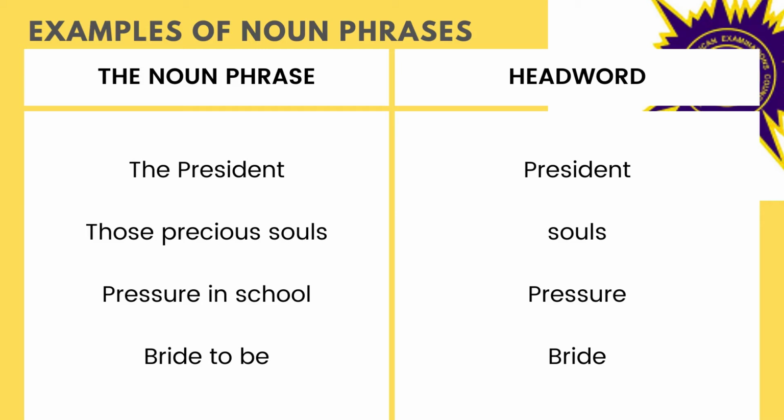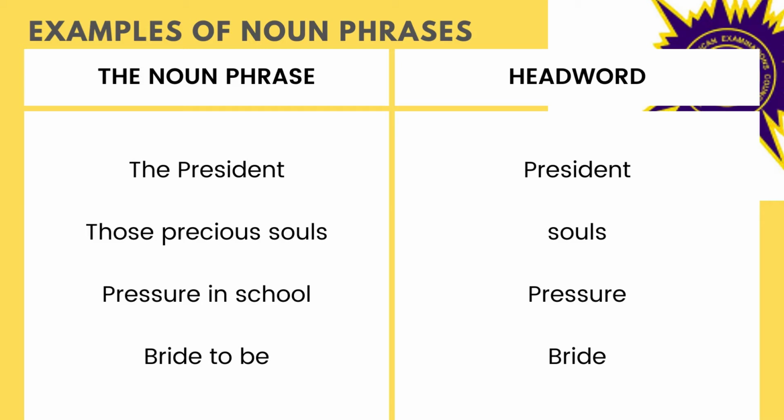Our next example is those precious souls. As I know you can already tell, the head word in this phrase is the word souls. Now the other words, those and precious, are only serving as modifiers or qualifiers, helping to lay emphasis on souls.